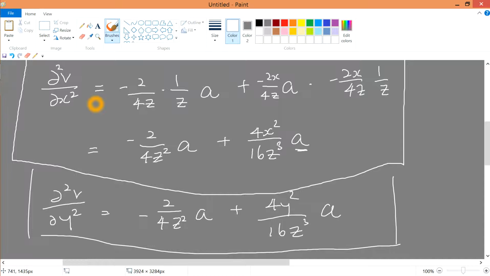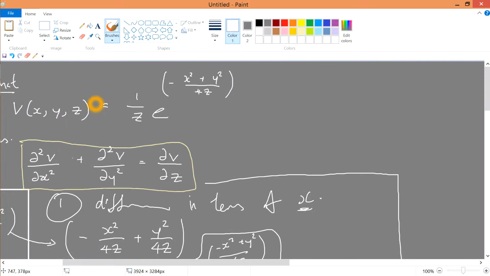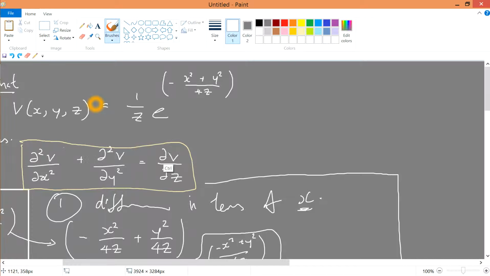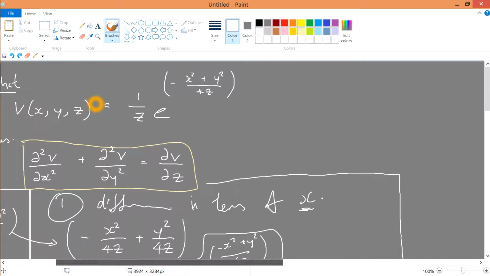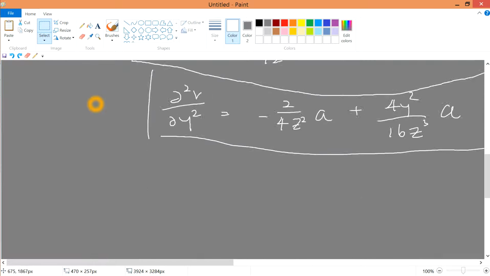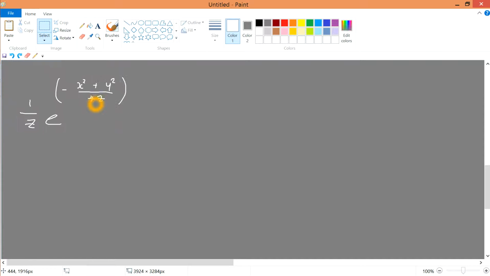Anyway, so you have partial v partial y already, so I've cleared away this term and this term. So now I'm going to do this term and then prove that adding up these two terms will give you this term. This is what the question wants you to do. The reason why I want to do partial v partial z is because I want to show you the product rule also.